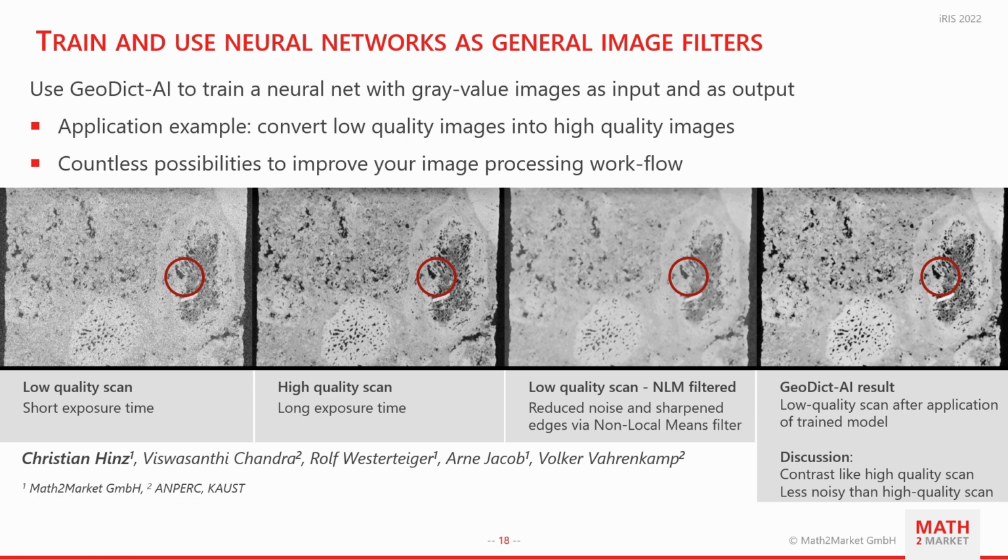On this slide, some project results together with the KAUST University are shown. The aim is to improve the image quality of a fast, low-quality scan using AI, where the training data is high-quality scans of the same regions in the sample. The resulting AI-filtered low-quality image is shown on the right.